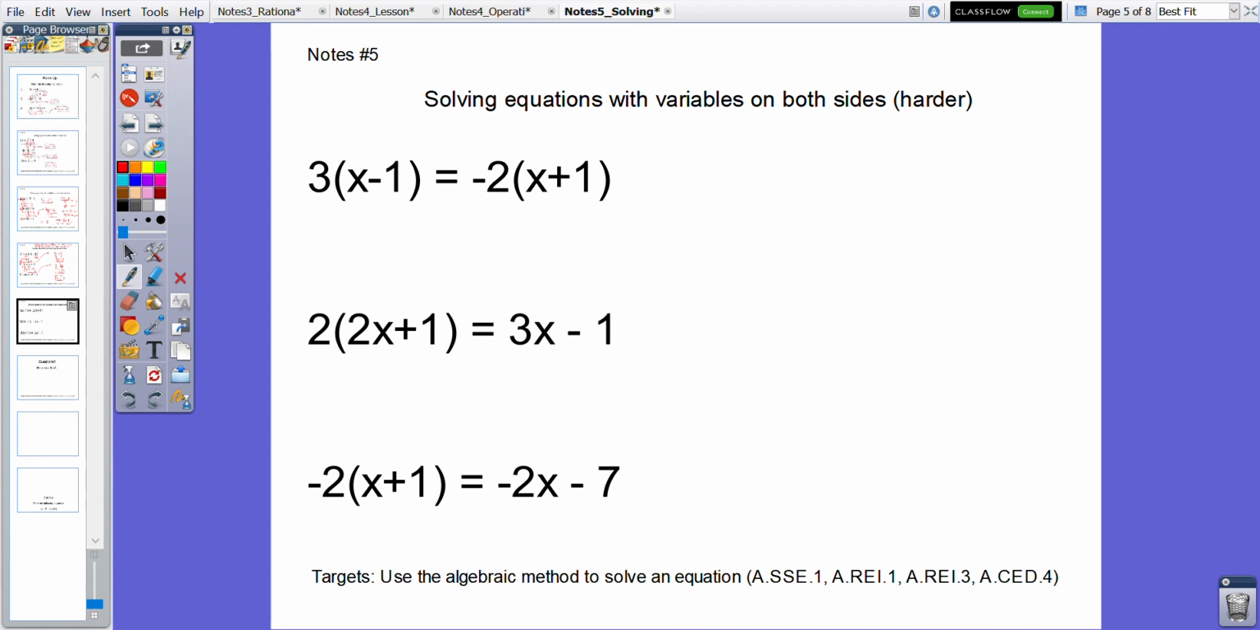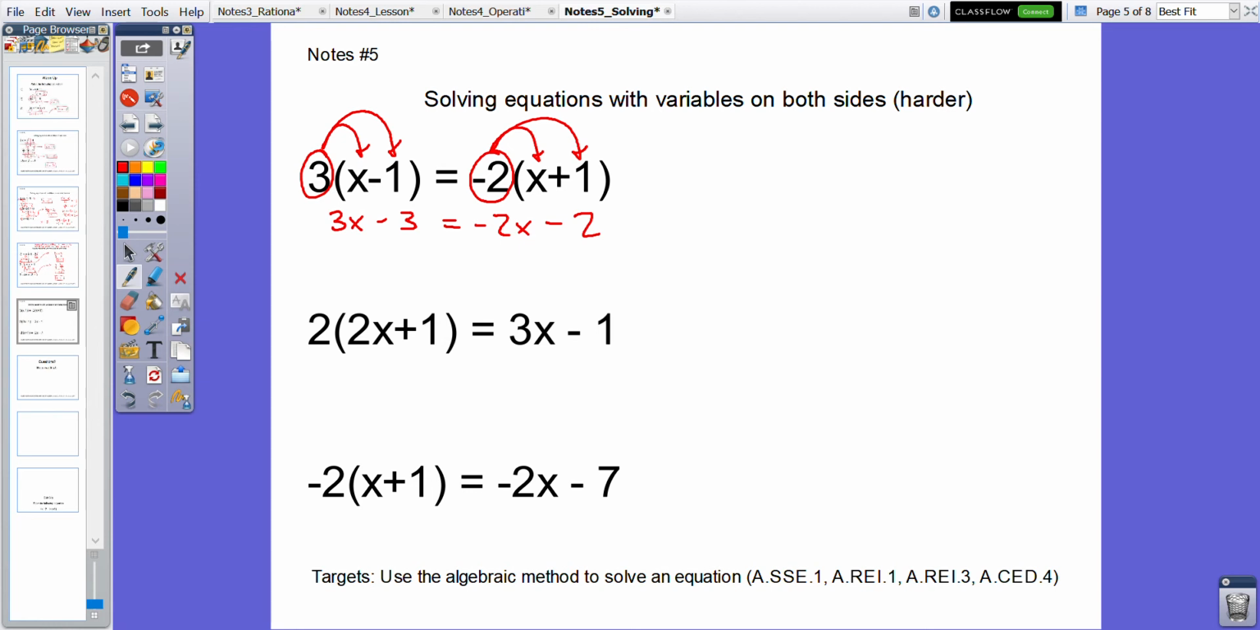So once again, like we've seen in all the examples before with parentheses, I'm going to take the number in front of my parentheses and multiply by what's inside. So that gives me 3 times x is 3x. 3 times negative 1 is negative 3. Same thing with this side of the equation. I do negative 2 times x and negative 2 times 1. Negative 2 times x is negative 2x. Negative 2 times 1 is negative 2. So now we have a new equation without parentheses, which is 3x minus 3 equals negative 2x minus 2.